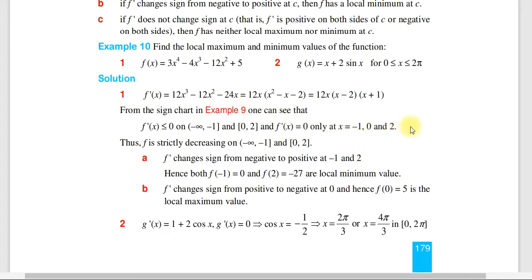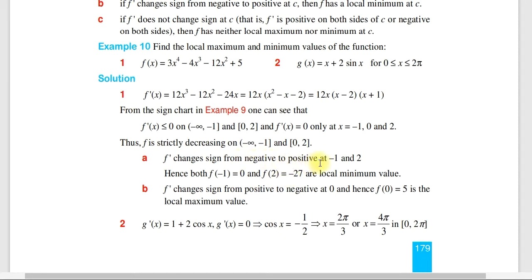ስለዚህ ይሄንን ፋንክሽን ምን እንላለን ማለት ነው: f is strictly decreasing on the interval minus infinity up to minus 1 and (0, 2) ላይ ምን ይሆናል ማለት ነው strictly decreasing ይሆናል okay. ስለዚህ f prime changes sign from negative to positive at minus 1 and 2 ከ negative ወደ positive ተቀየረ ይላል at minus 1 እና 2 ላይ ማለት ነው. Hence, both f of minus 1 equal to 0 and f of 2 equal to minus 27 are local minimum values.